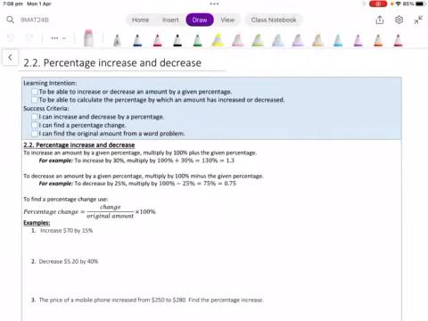Hey Year 9, today what we're going to look at is percentage increase and decrease, as well as profits and discounts. So for percentage increase and decrease, we increase an amount by a given percentage by multiplying by 100 plus the given percentage.